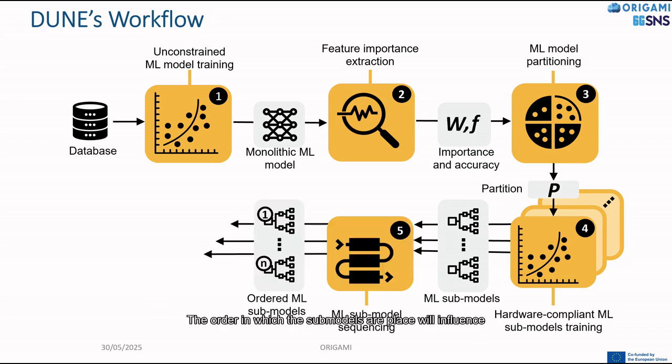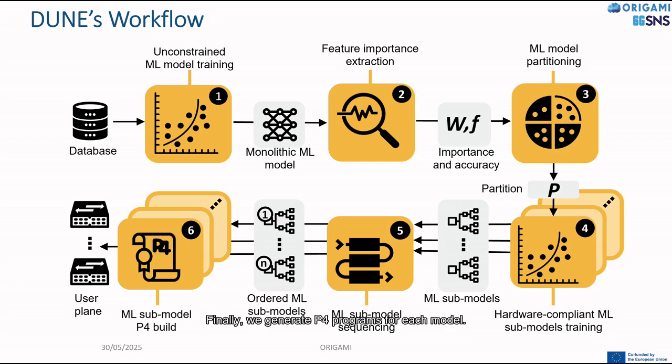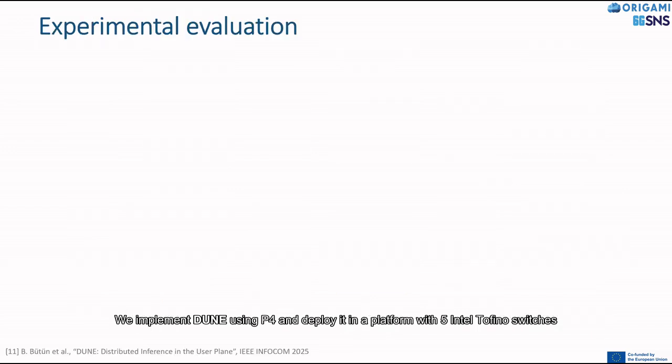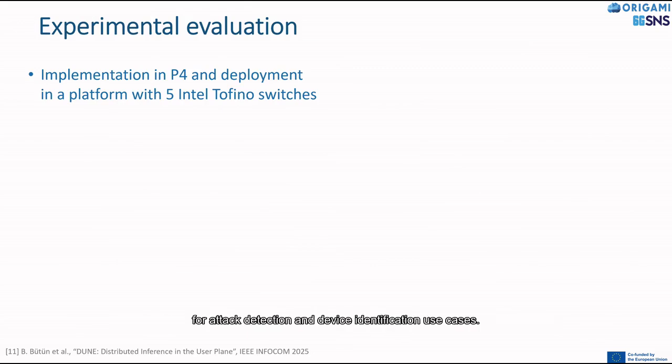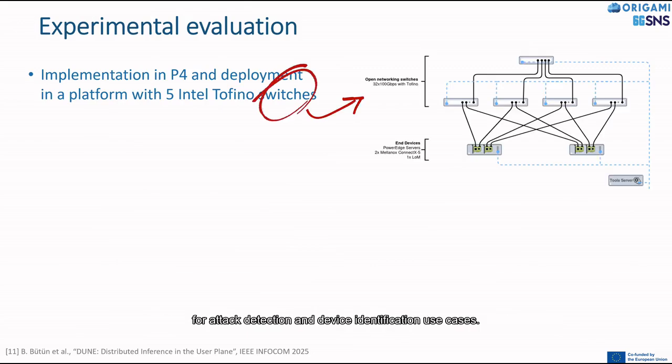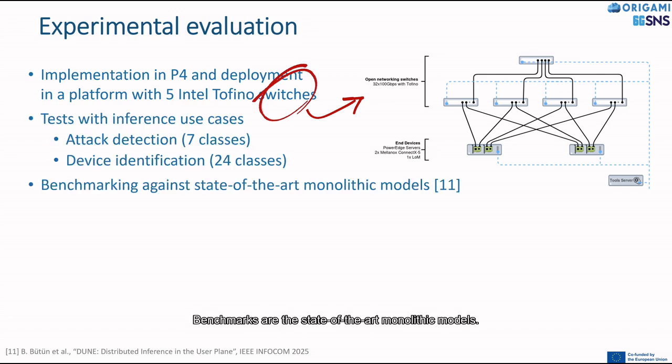The order in which the submodels are placed will influence the accuracy due to confusion between classes. To perform this task, we formulate and solve another optimization problem. Finally, we generate P4 programs for each model. We implement DUNE using P4 and deploy it on a platform with 5 Intel Tofino switches for attack detection and device identification use cases. Benchmarks are the state-of-the-art monolithic models.